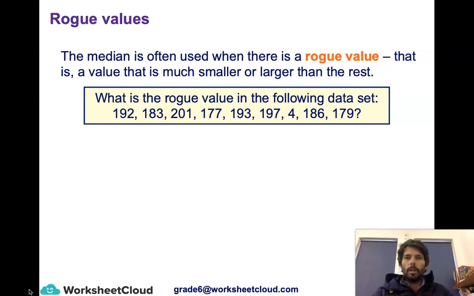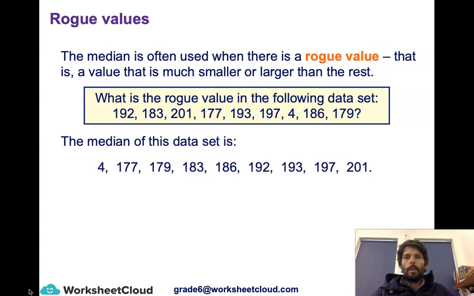But you'll notice the number 4 that appears in that set of data. Now that is a rogue value, or it's called an outlier. It is miles away from all the other numbers. So we would use the median to work out the average of this set of data.